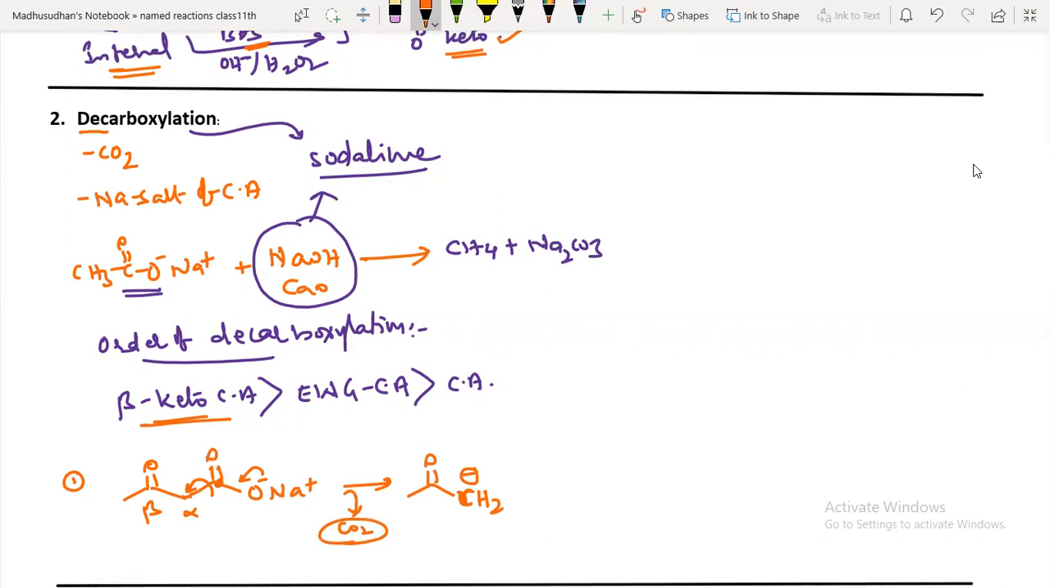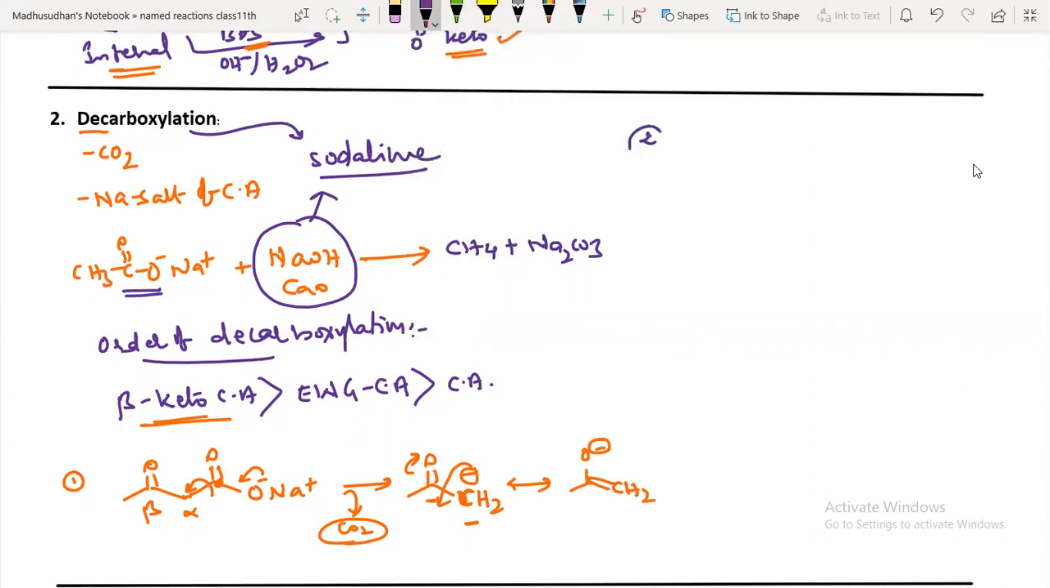Now what is the upcoming product? A carbonyl adjacent CH2 minus. So enolate formation readily takes place here. O minus, double bond, CH2. Enolate ion formation takes place. So this is a more stable one. Okay. What is the second one?